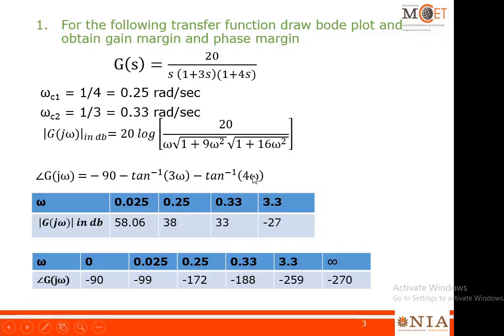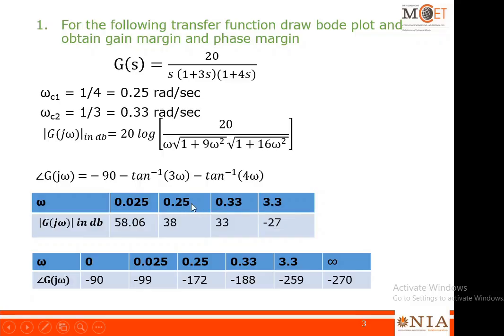Now our job is to get the various values of magnitude and various values of phase for different frequencies. So the choice of frequency is now a question mark. You have to compulsorily take the corner frequencies as your choice, that is 0.25 and 0.33. So I have taken 0.25 and 0.33. Other frequencies, it is up to you.